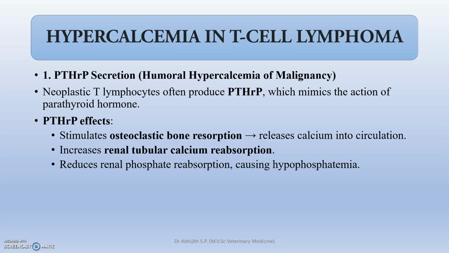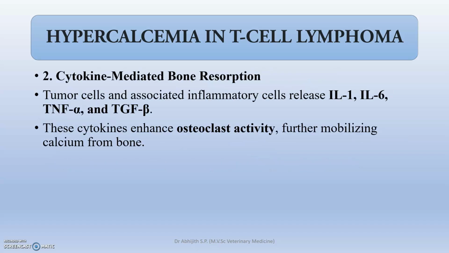So what happens in the case of parathyroid hormone? It leads to bone resorption, and from the bone the calcium comes into the circulation. And what else does PTH do? It increases calcium reabsorption from the renal tubules and reduces renal phosphate reabsorption, so the phosphorus will be comparatively less and the calcium will be comparatively high. That leads to hypercalcemia and hypophosphatemia.